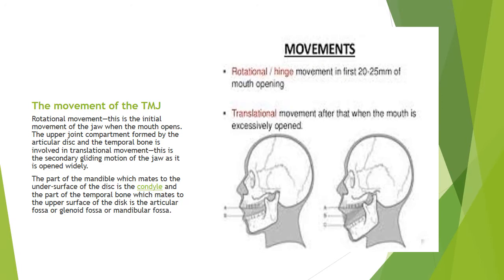First of all, if we want to understand problems that may be associated with the temporomandibular joint, we have to understand the types of movement. Simply, the types of movement of the mandible are very complex. But if we want to investigate them simply, they usually consist of two types: rotational or hinge movement, which usually occurs within opening of the mouth up to 20 millimeters.